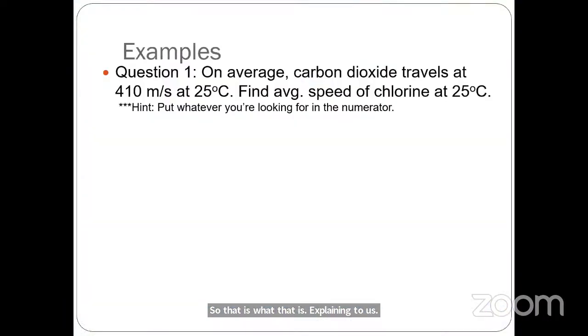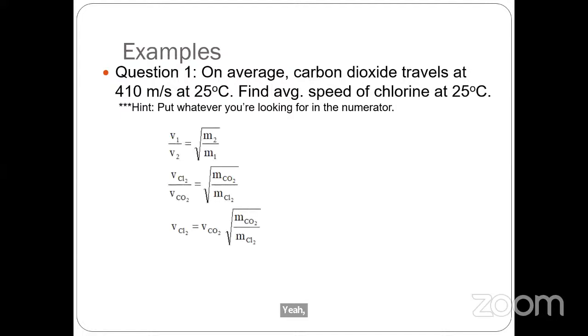We have another question here. Carbon dioxide travels at 410 meters per second at 25 degrees Celsius. Find the average speed of chlorine at the same temperature. They have been given the speed of carbon dioxide, and we are looking for the speed of chlorine.